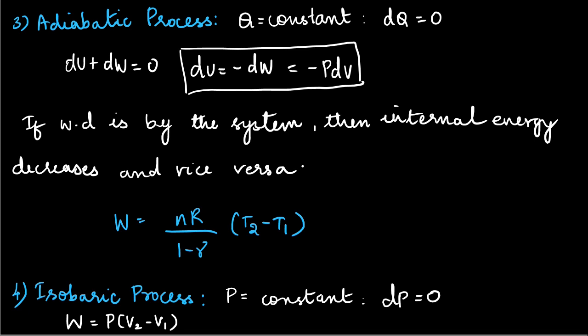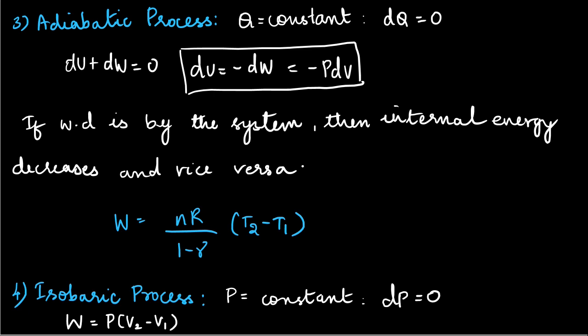So if work is done by the system, then the internal energy will decrease, and if the work is done on the system, the internal energy will increase. So this is a work done relation during an adiabatic process. It will be useful for you to note. So please note it down.